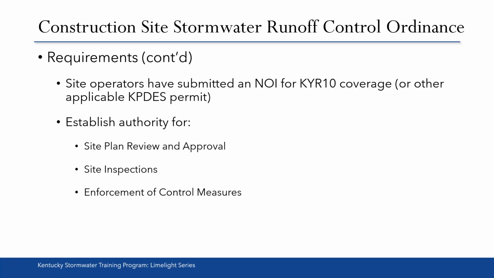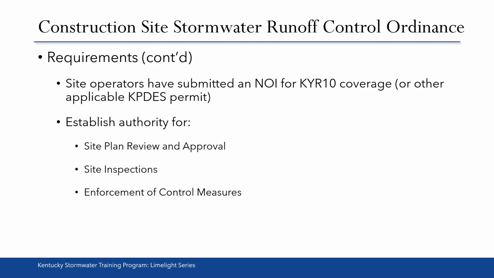Along with those requirements for BMPs, you also have to have requirements to make sure that the site operators have applied for the state permit. So before any land disturbance can begin, before the local permit is issued, regulated MS4s have to ensure that the site operator has submitted a notice of intent for our KYR10 construction stormwater permit. You also have to establish authority for site plan review and approval of BMP plans. It's not enough for them to just apply for this permit.